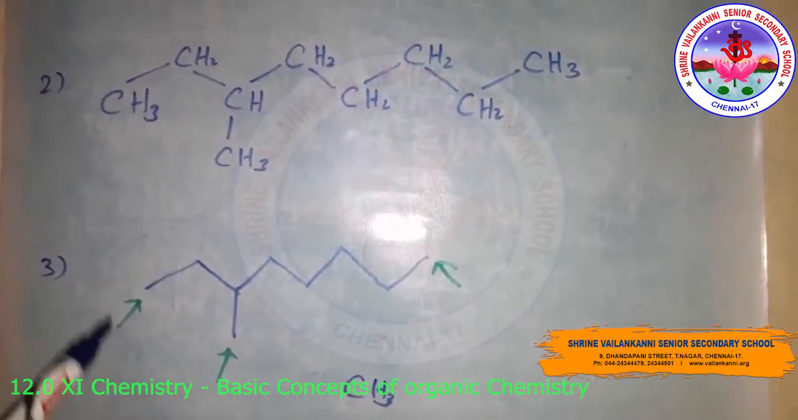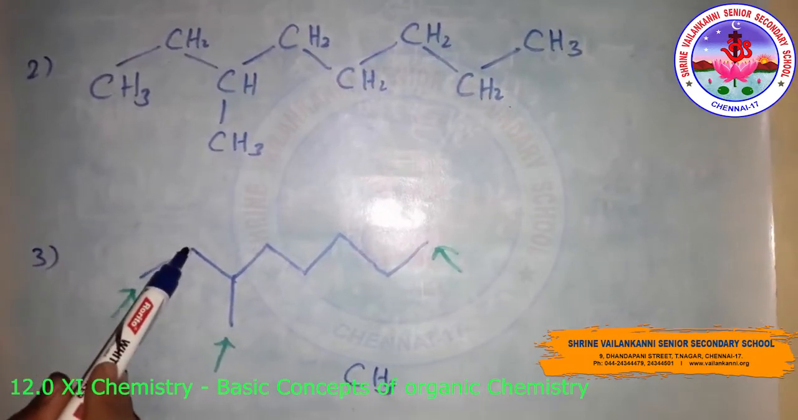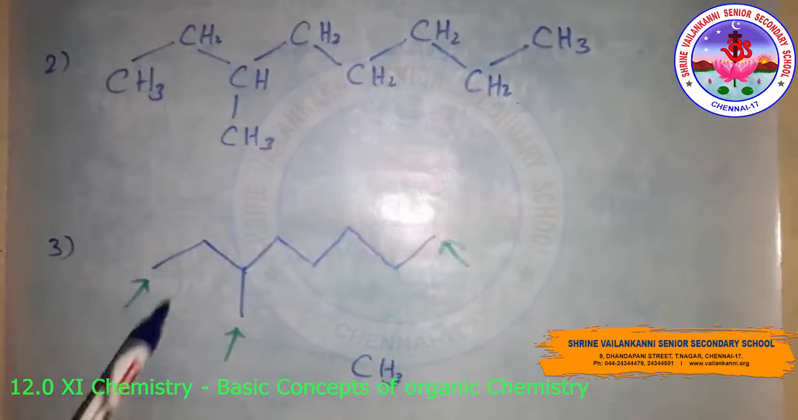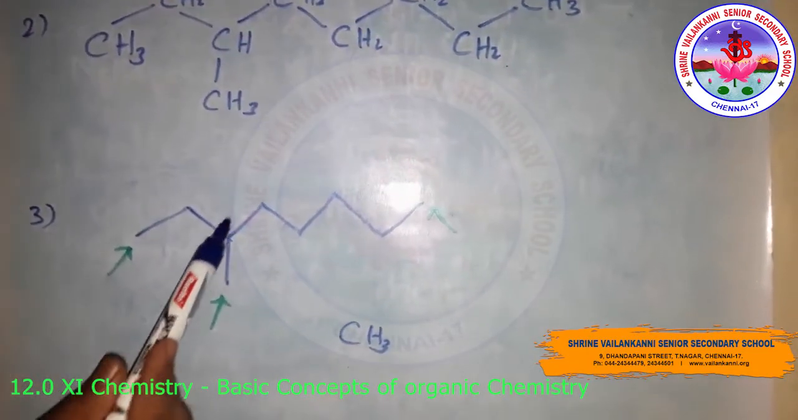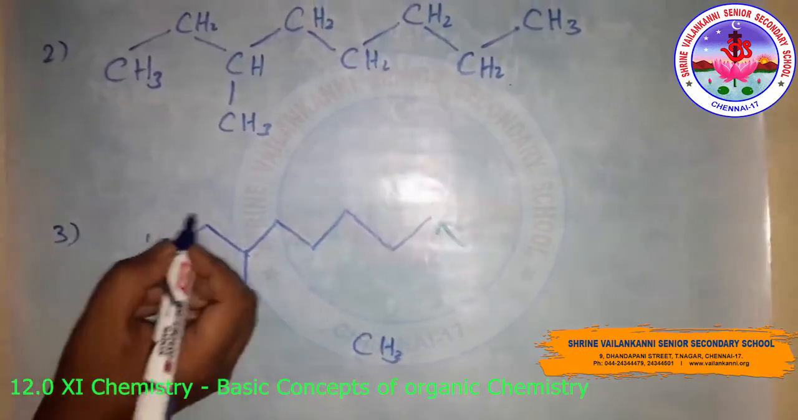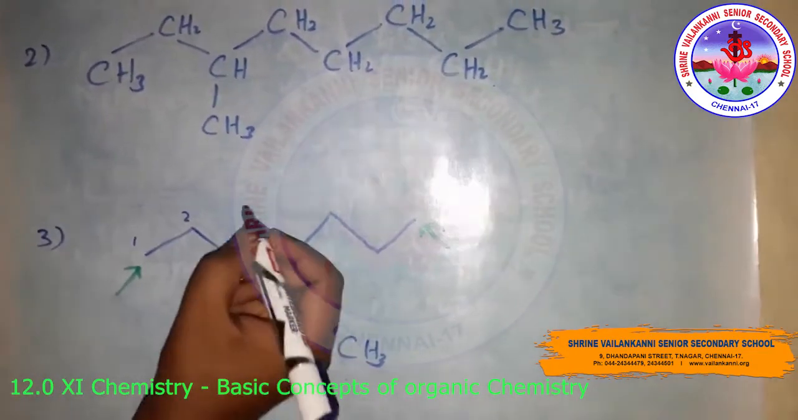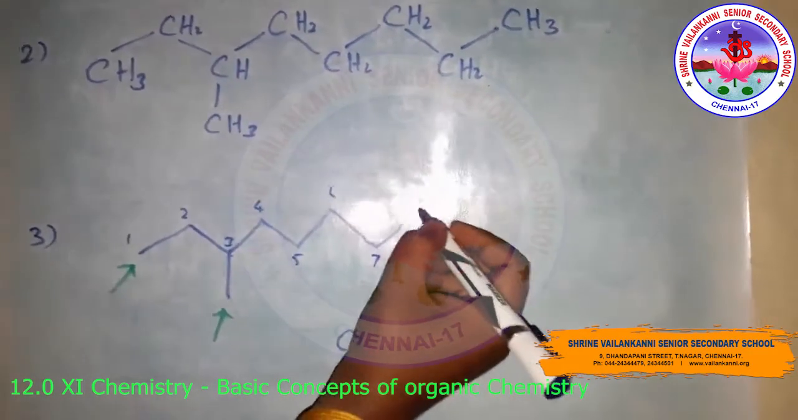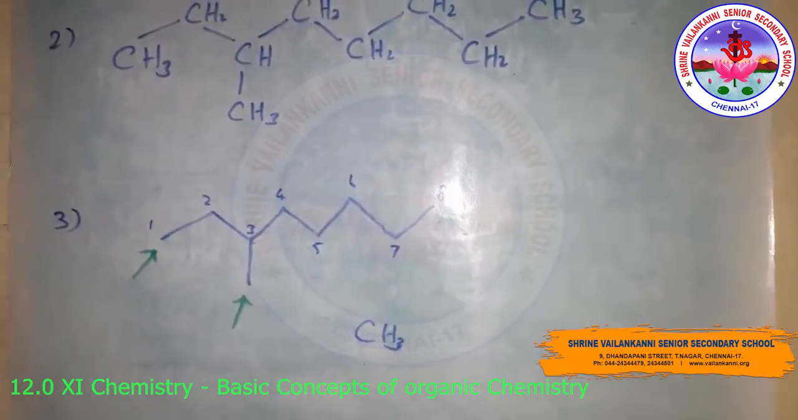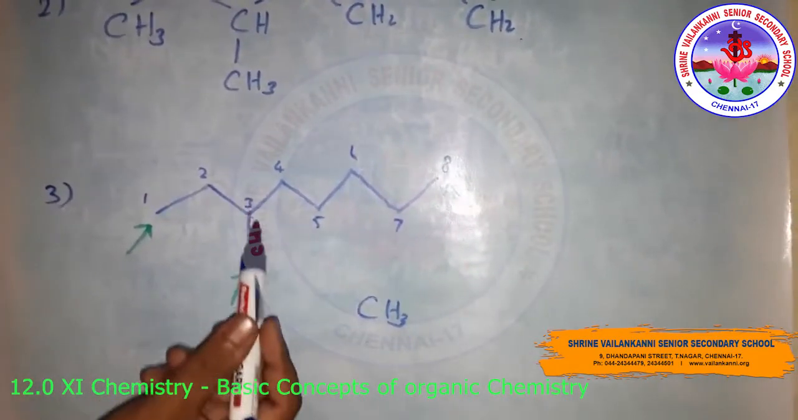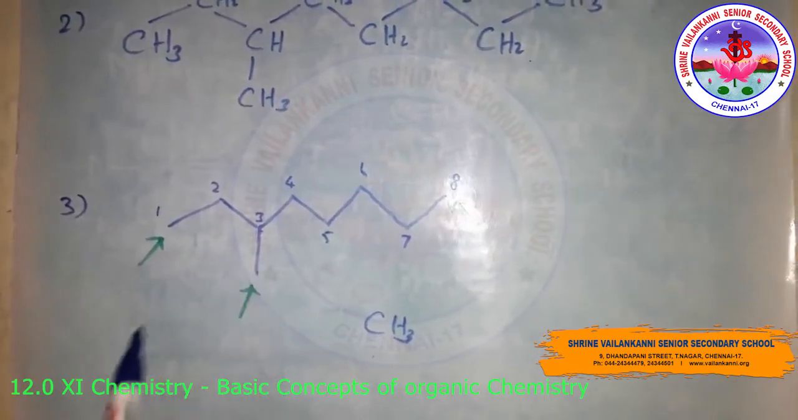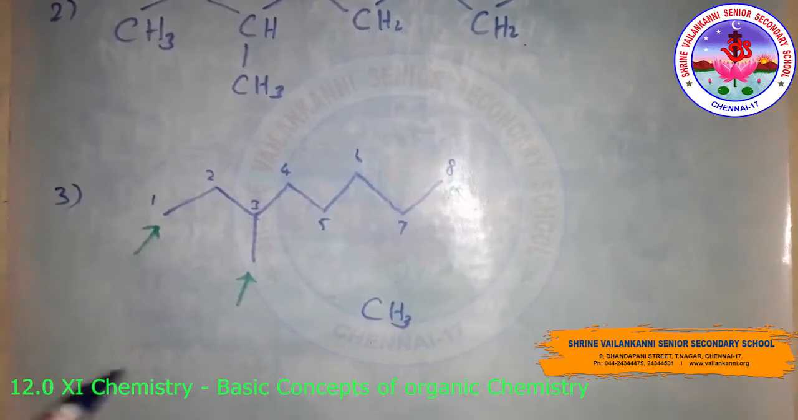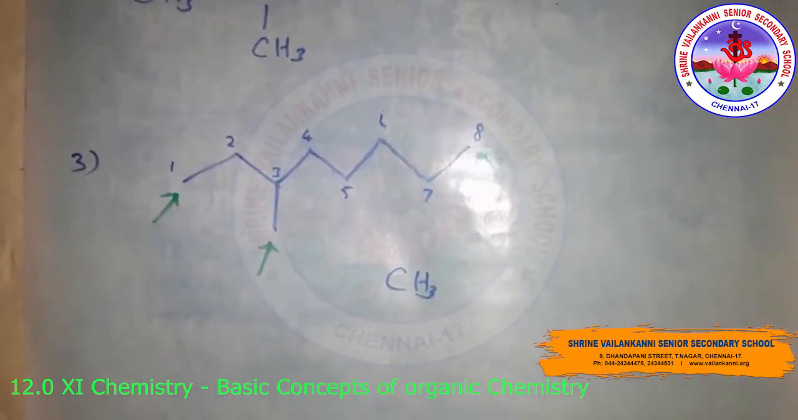Then count it now. Here one carbon, this one carbon, this one, this one, this one, this one, and this. So totally 8 must be there. I will write here 1, 2, 3, 4, 5, 6, 7, 8. According to the name 3-methyl octane, the third position contains the methyl, so I am writing like this. So this is also a right method. This method is called the structural formula, the bond line formula.